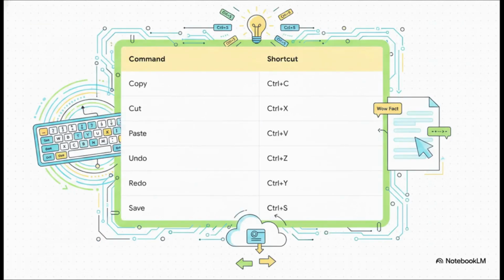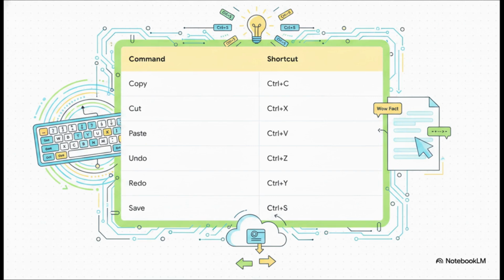Now, if you want to be incredibly efficient, you've got to memorize these keyboard shortcuts. The book calls them wow facts for a reason. They are total game changers. Forget clicking through menus. Just use Ctrl+C to copy, Ctrl+X to cut, and Ctrl+V to paste.